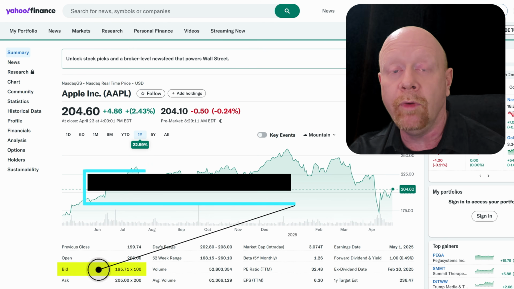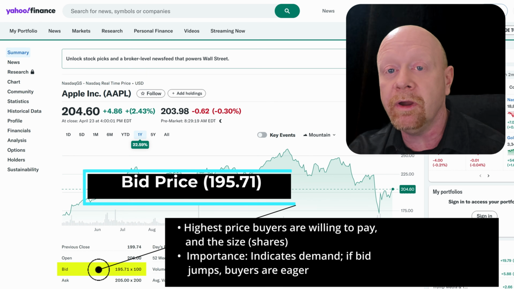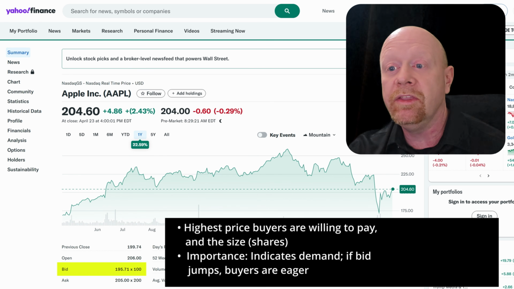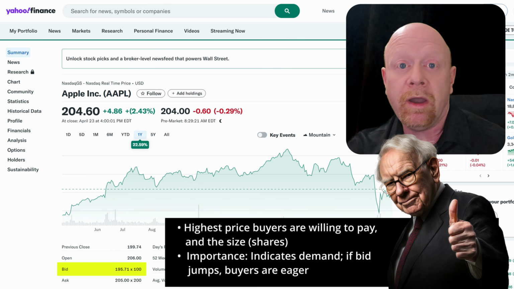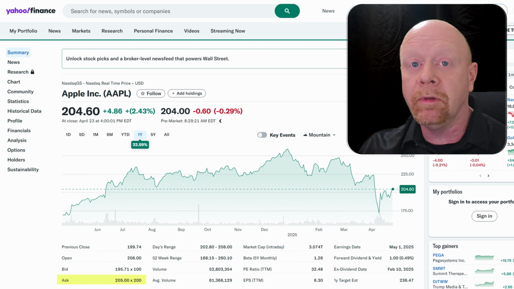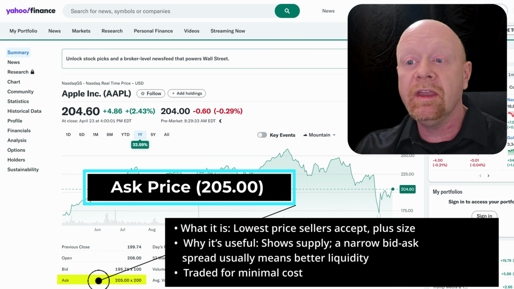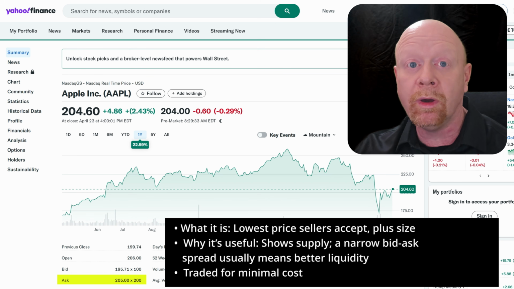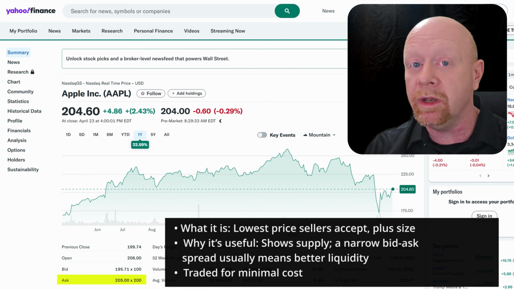Third, the bid of $195.71. What is this? This is the highest price buyers are willing to pay and the size of the shares. The importance is it indicates demand. If the bid jumps up, buyers are eager to buy. Number 4, the ask price of $205. What is this? This is the lowest price that sellers are willing to accept. Why is this useful? It shows supply. A narrower bid-ask spread usually means better liquidity.